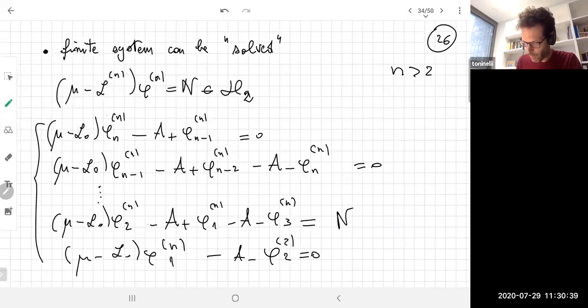What is phi n? You simply move a plus phi n minus 1 to the right-hand side, and then you invert the operator mu minus L0, which is an easy operator. It's just the generator of the linear equation that we can invert. As I said, in Fourier space, it acts simply as a multiplication by mu plus k squared. So the inverse is just dividing by mu plus k squared. So this is something we can do.